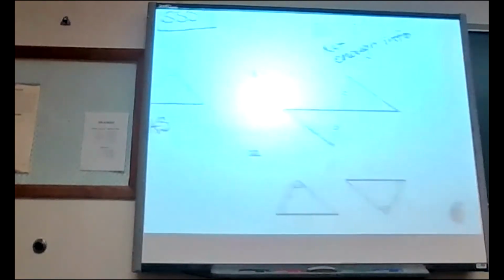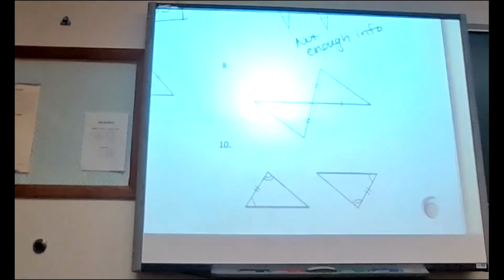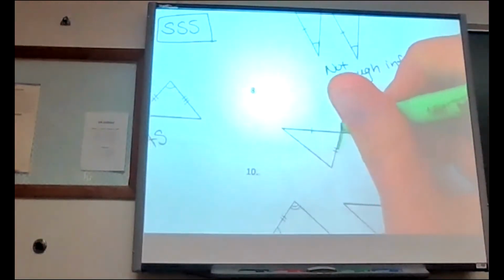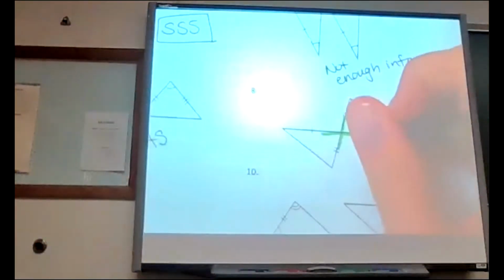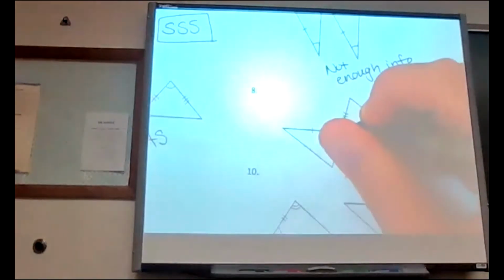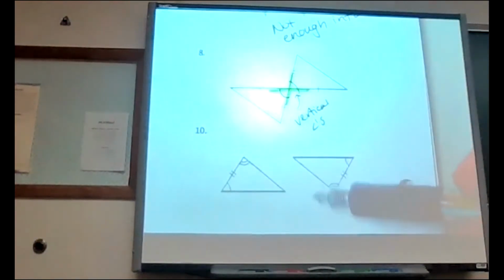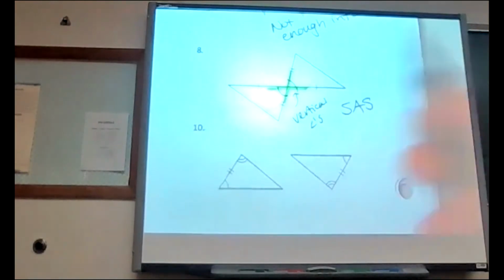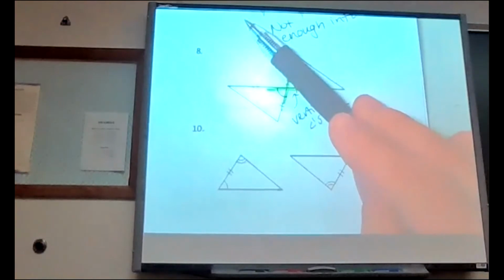On 8, I have a side and a side, but I do also have something that I can look for there, which is this. What's happening in the middle? Vertical angles here. Vertical angles tell me that these angles are also congruent. And now I know my triangles are congruent by side, angle, side. Side, angle, side, side, angle, side. I'm just looking at one triangle to determine which one it is.